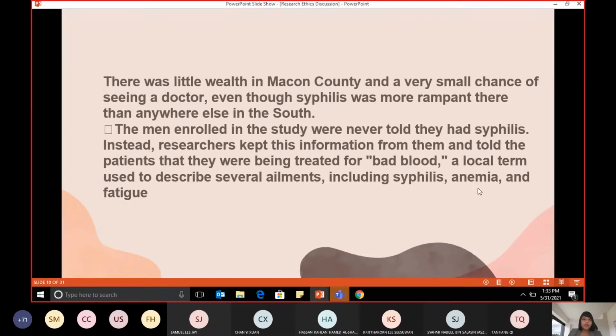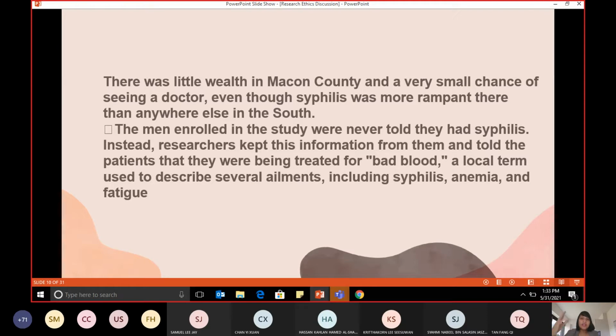Okay, so now here the place was called Macon County. Okay, and then it is a very secluded place. It is not located in the city, so because of that they don't have opportunities to meet the doctors. Okay, they don't have enough time, they don't have enough money to meet the doctors, and the doctors were not around. If they are around, it's very, very limited. Okay, the doctors were very limited, and then they also had a lot of syphilis cases in that particular area. Okay, so the men enrolled in the study were never told they had syphilis.